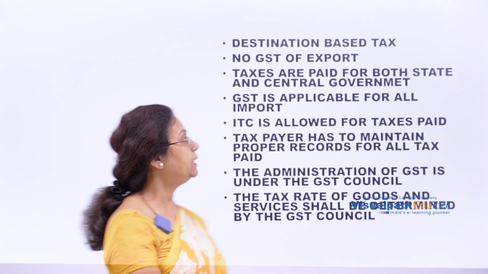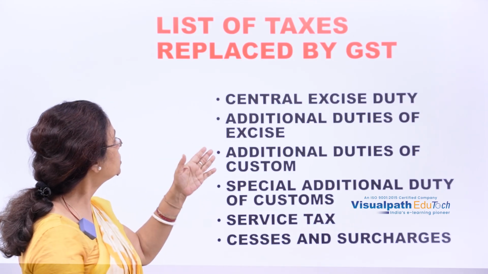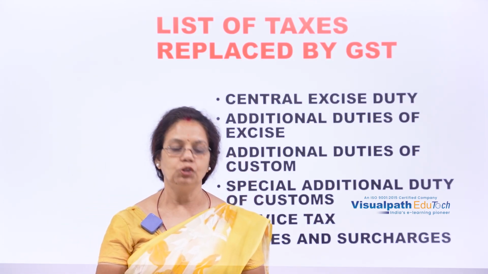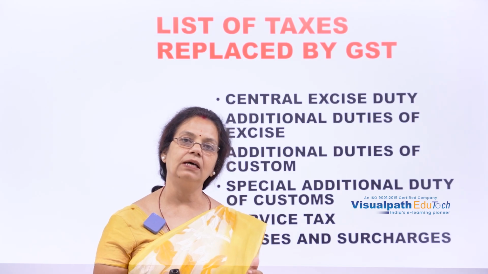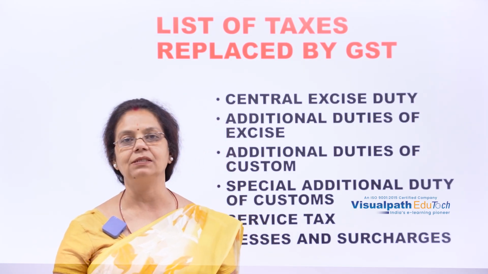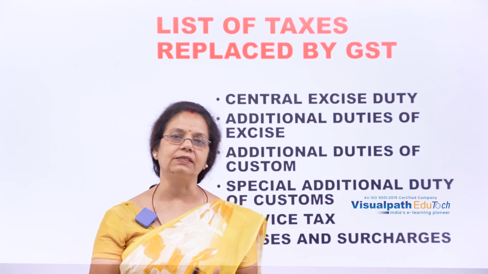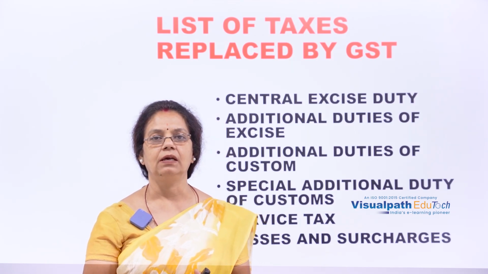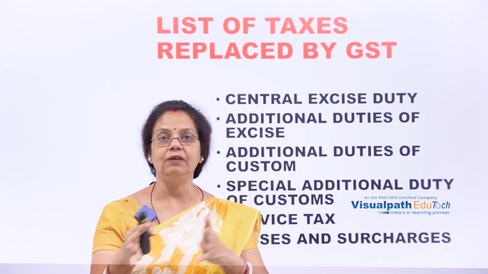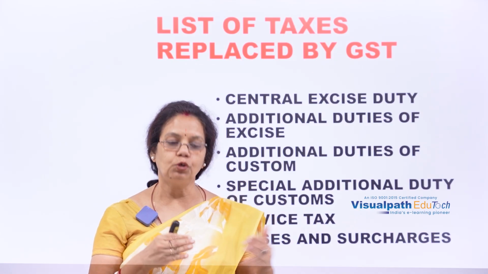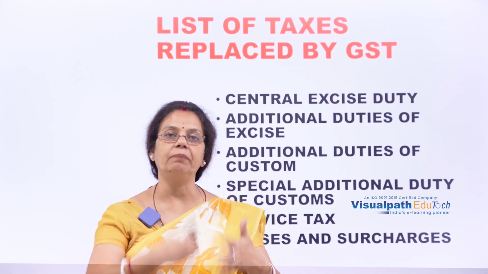So next, let us go for GST, the list of taxes replaced by the GST. So what are the main taxes? As we discussed in the earlier classes, GST removes a lot of different types of taxes, which we know as the cascading effect and the dual tax effect. Dual means we are paying the same tax twice.